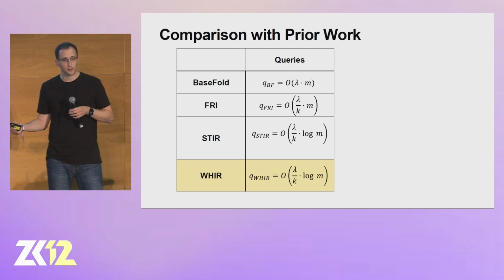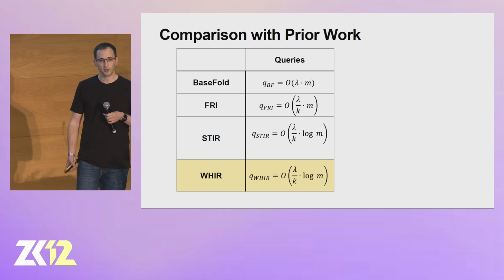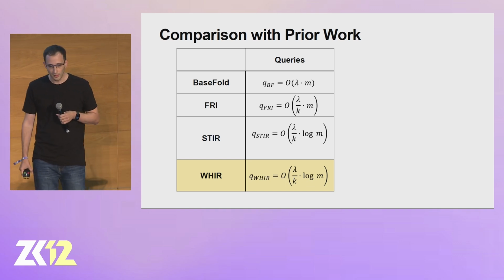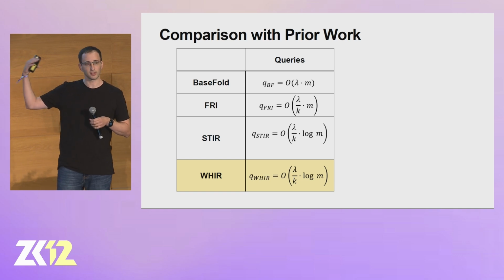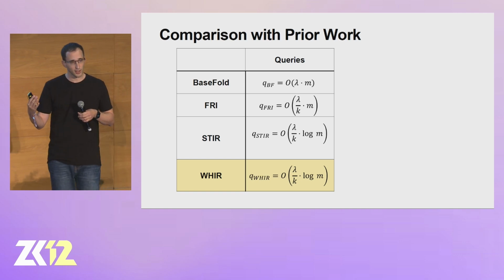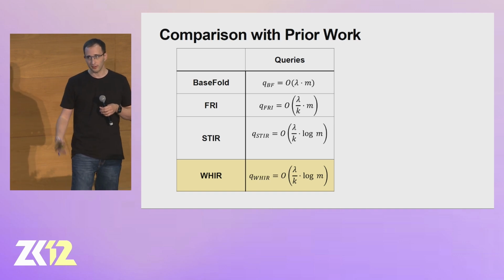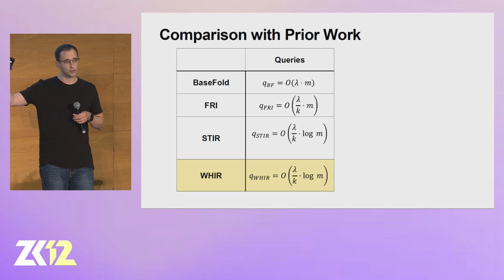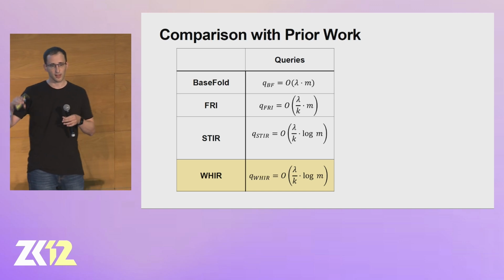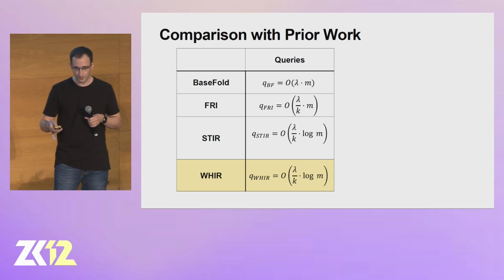STIR is a polynomial commitment scheme that we introduced last ZK summit that kind of improves the FRI, so you can see the improvement here. So the query complexity is lambda over k times log m instead of times m. So it gains a huge factor there. And WHIR just borrows the same query complexity as STIR. Okay, so it has the small query complexity.